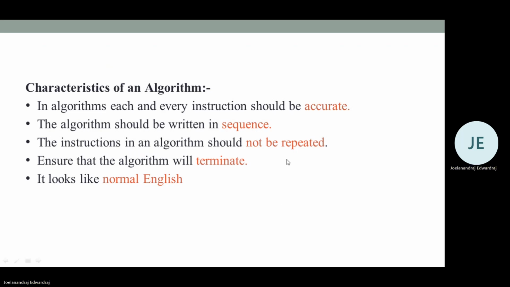So the characteristic is that every algorithm should be accurate. Whatever you want, specify it clearly. Got it? If you don't specify it clearly, what will happen? Catastrophe, right? So let's take a small order.